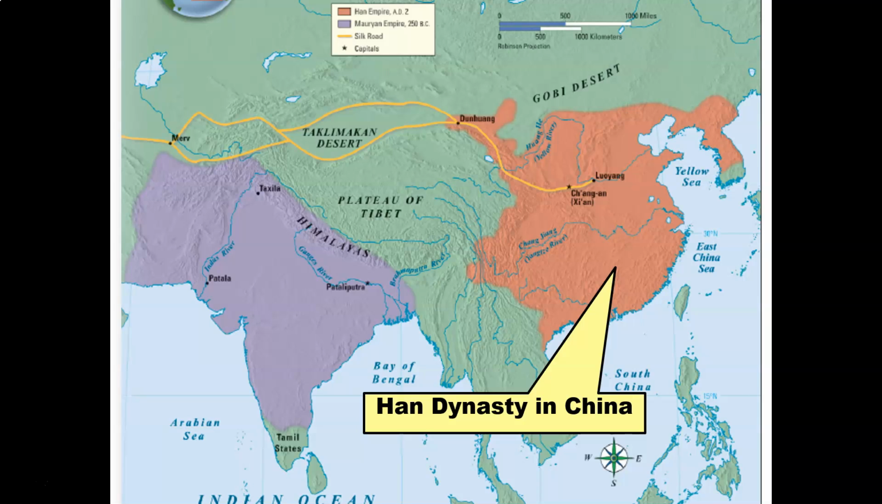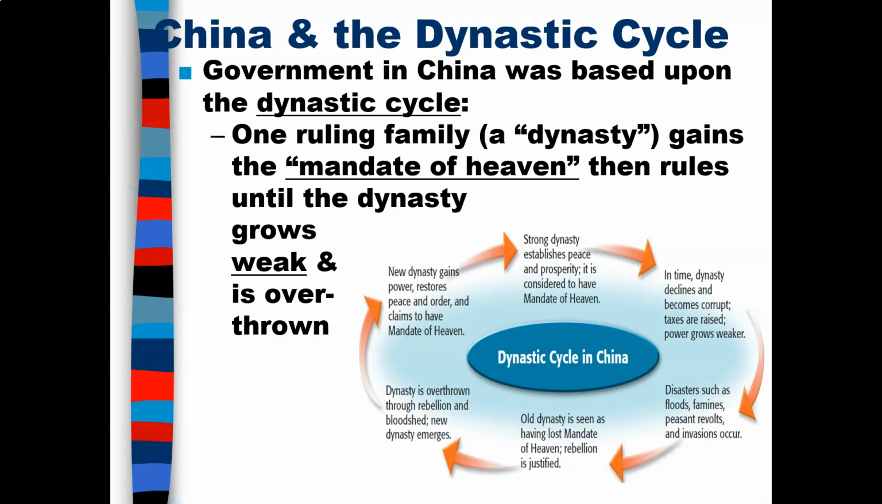The Han Dynasty in China. China in the dynastic cycle. Government in China was based upon the dynastic cycle. One ruling family or a dynasty gains the mandate of heaven, then is able to rule until the dynasty grows weak and is overthrown.